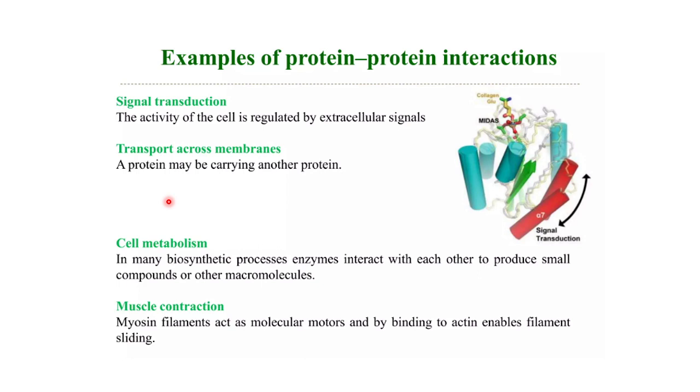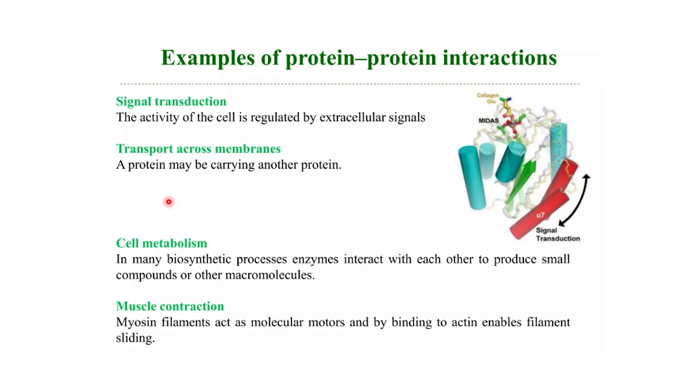Then protein interactions based on cellular metabolism. In many biosynthetic processes, enzymes interact with each other to produce small compounds or other macromolecules. And then, as I was saying in the last slide about actin and myosin, you have the function of muscle contraction, where they act as motor proteins, as molecular motors, and binding to the actin enables the filament sliding.